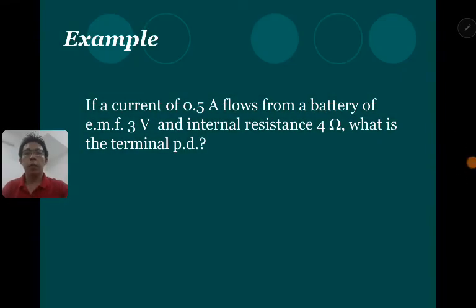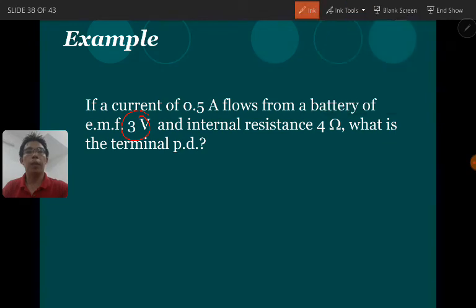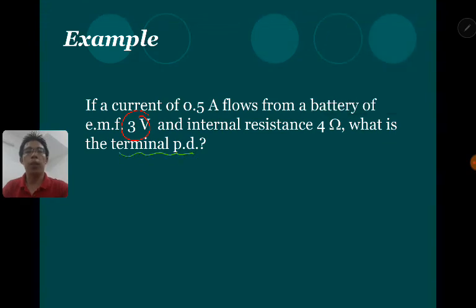If we have a current of 0.5 flows from a battery of 3 volt, so this is the EMF, 3 volt, and internal resistance of 4 ohm. What is the terminal PD? Okay, what is the terminal PD? That means the PD for everything outside the battery. Okay, so that means the EMF minus the PD taken by the internal resistance, you get the rest of it.